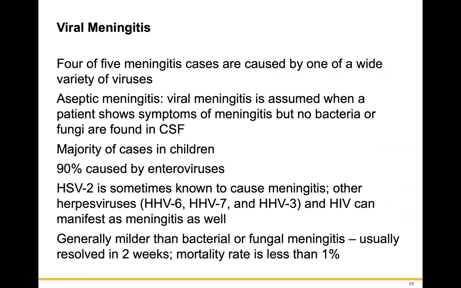Viral meningitis, 4 or 5 meningitis cases are caused by one of a wide variety of viruses. Aseptic meningitis, this is viral meningitis, is assumed when a patient shows symptoms of meningitis, but they are not able to identify any bacteria or fungal species from the CSF. Viral meningitis is the majority of cases in children. Also 90% of these viruses are enteroviruses. HSV2, which is herpes, has been known to sometimes cause meningitis. And as I mentioned at the onset, viral meningitis oftentimes is much milder than bacterial or fungal meningitis, usually resolves within about 2 weeks, and mortality rates are less than 1%.